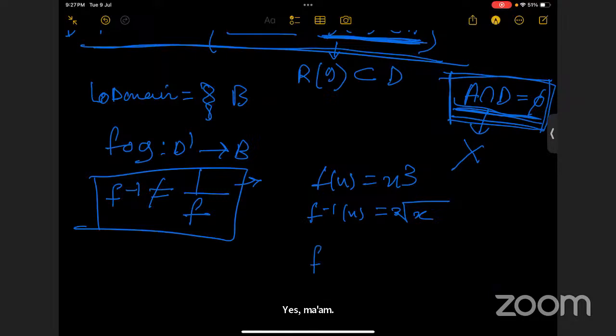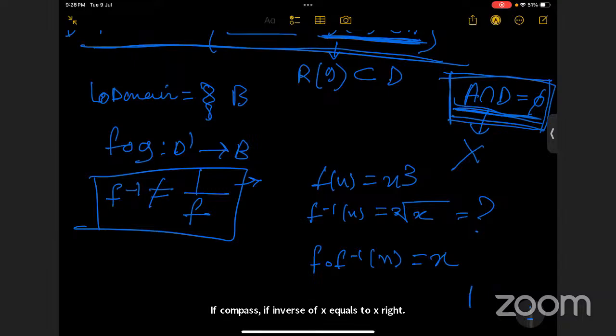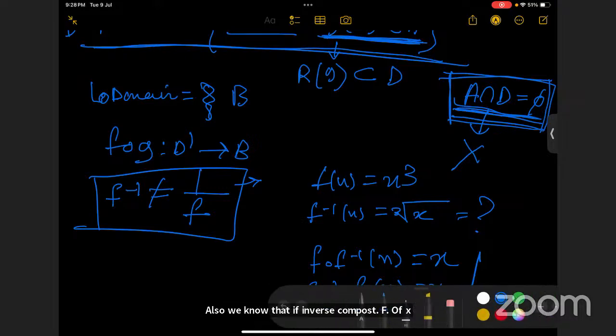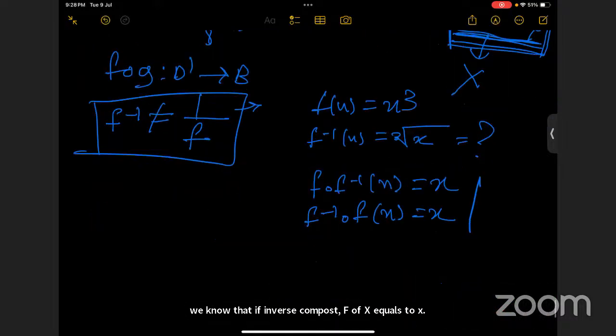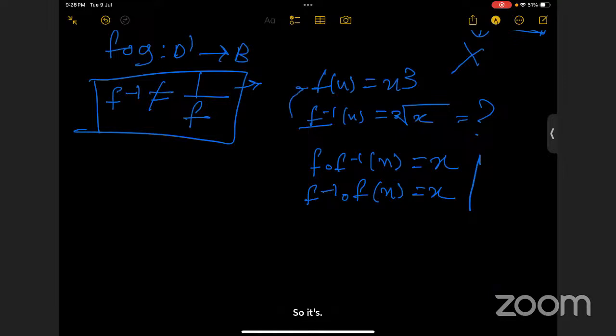We can calculate this also. Suppose we don't know what our f inverse is. What we know is f compose f inverse of x equals x, right? That we know. Also we know that f inverse compose f of x equals x. This too we know, right? So if f inverse is the inverse of f, then it has to satisfy these two properties. So we don't know what f inverse is, right?